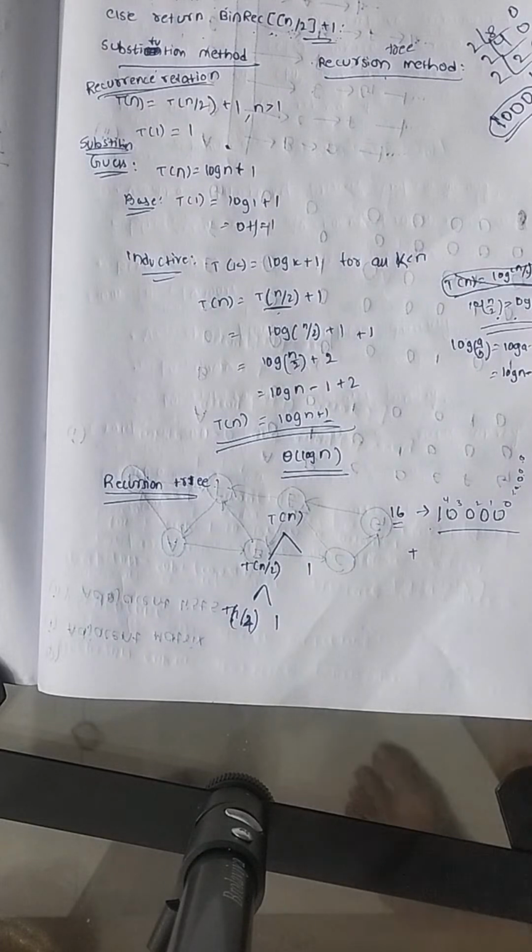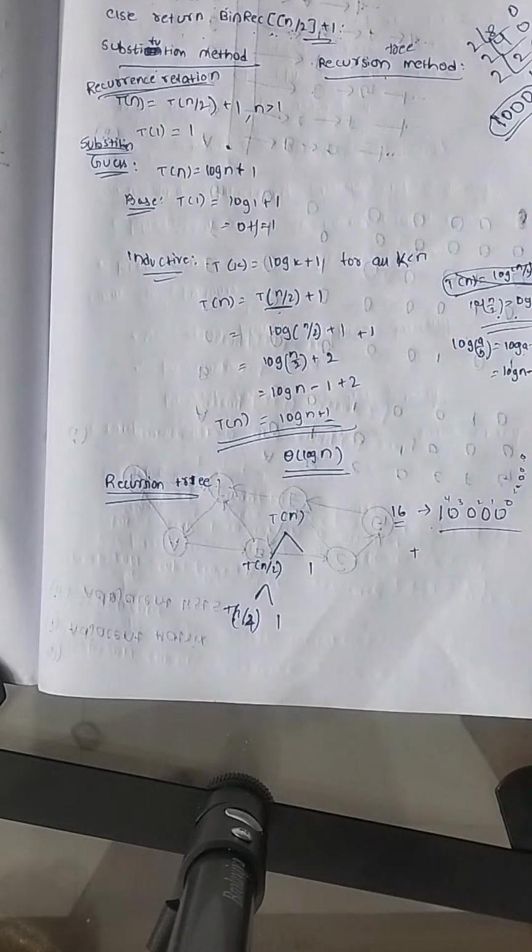See, we got the time complexity by using the substitution method. Even if we get the time complexity using the recursion tree method, it should be the same. Make sure it should be the same. Now, how to find the time complexity using the recursion tree method?